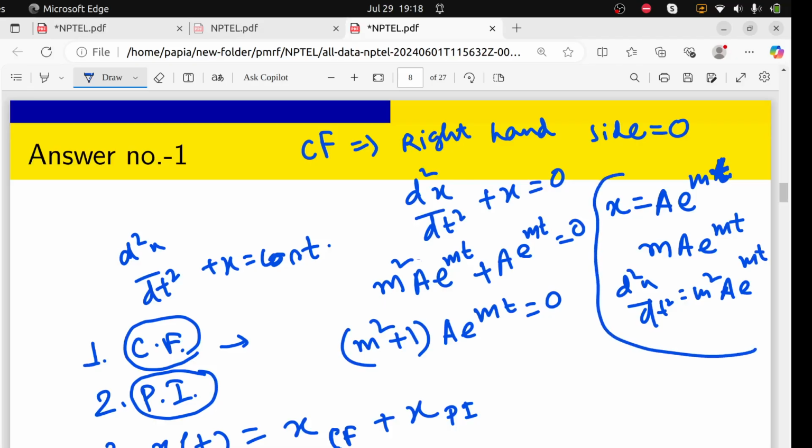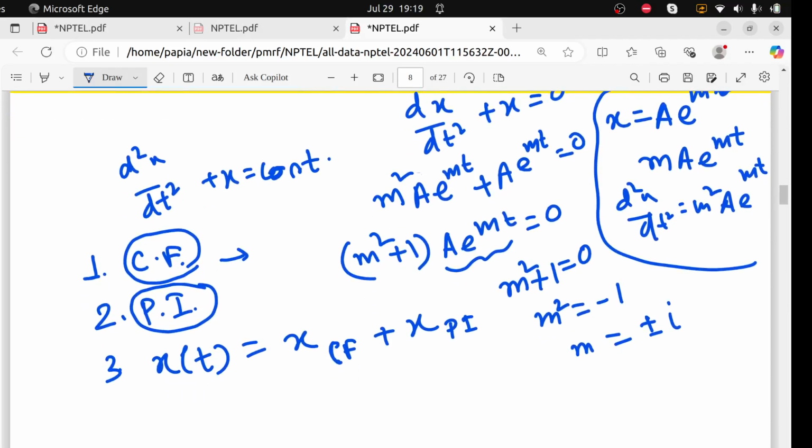Now you can see our x is a e to the power mt, so obviously this one should not be 0. If it is 0, that means our x is 0, so there is no point of calculating all the differential equations. So obviously it turns out that m square plus 1 equals 0 and m square equals minus 1. So m is plus minus i, because i square equals minus 1. If m is plus minus i, that means our x CF is a1 e to the power it plus b1 e to the power minus it.